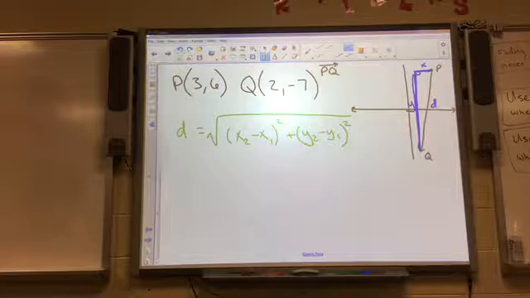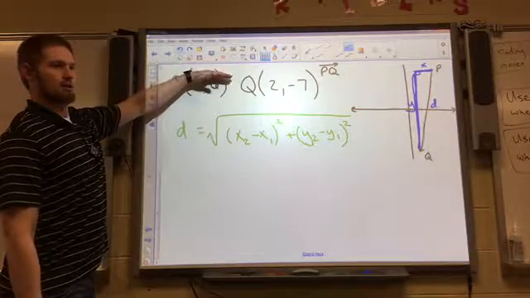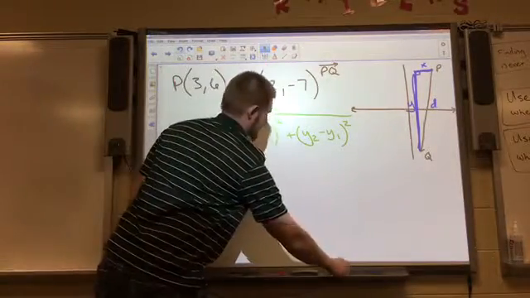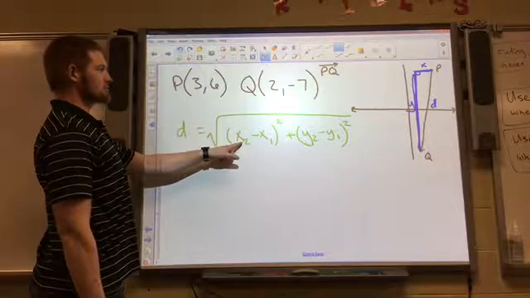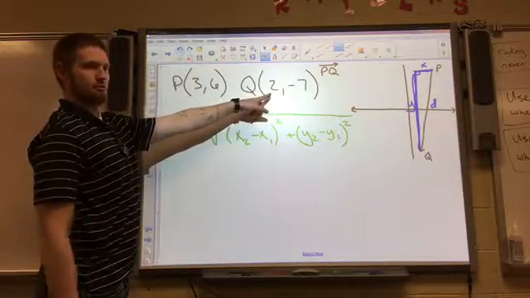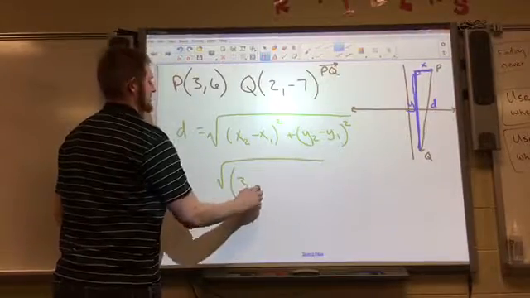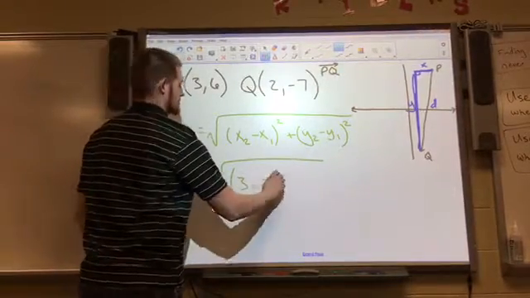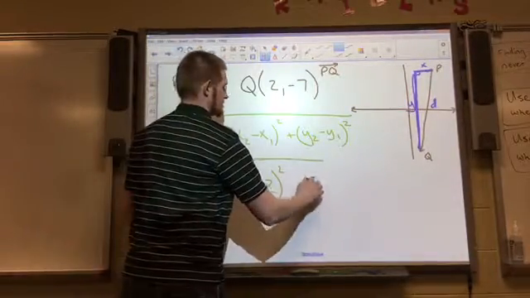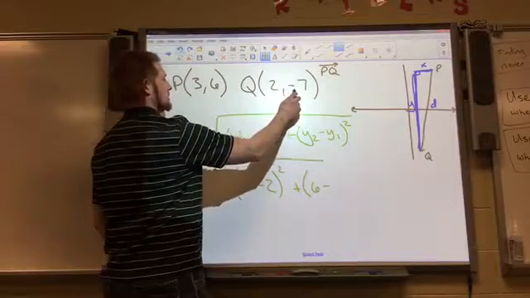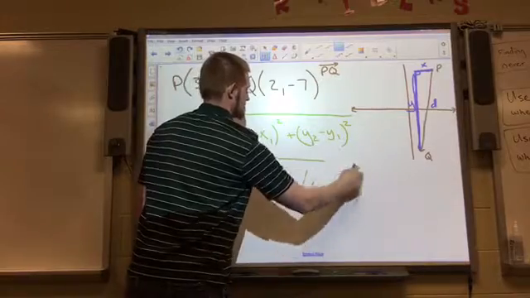Okay. All right, so let's go ahead and find the magnitude of this vector. So x2 is, does it matter if it's 3 or 2? No, it doesn't. Okay, so we have square root, Seth said 3, so it'd be 3 minus 2 squared plus 6 minus negative 7, right? Which would give you plus.